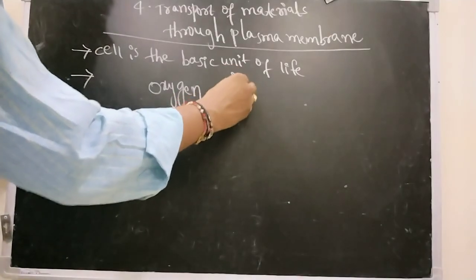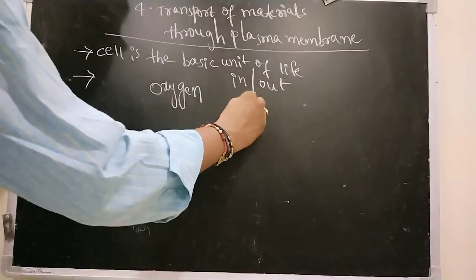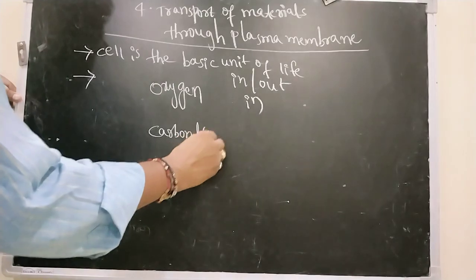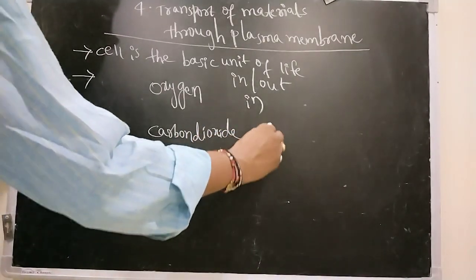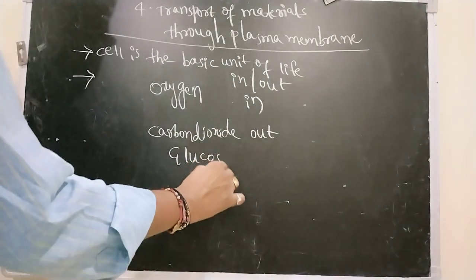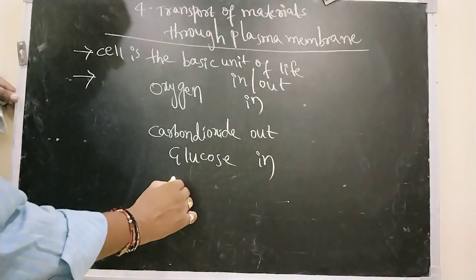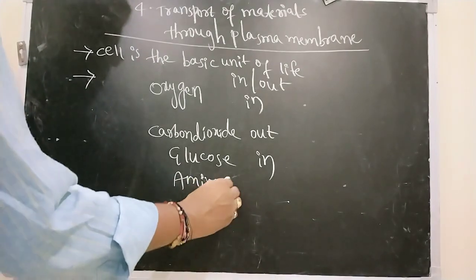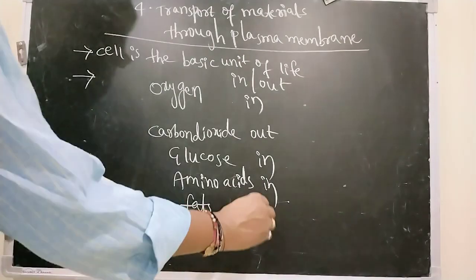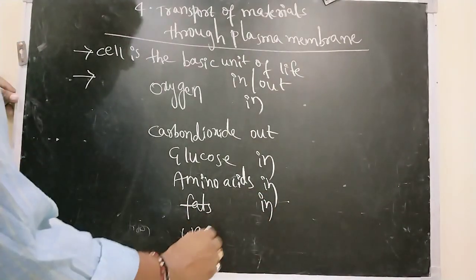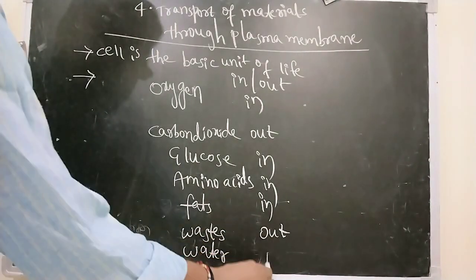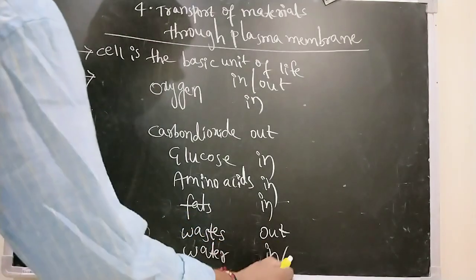oxygen in or out. Oxygen goes into the cell. Carbon dioxide goes from the cell to outside, so out of the cell. Glucose into the cell. Amino acids into the cell. Fats into the cell. Wastes out of the cell. Water into the cell or out of the cell, depending upon the need.